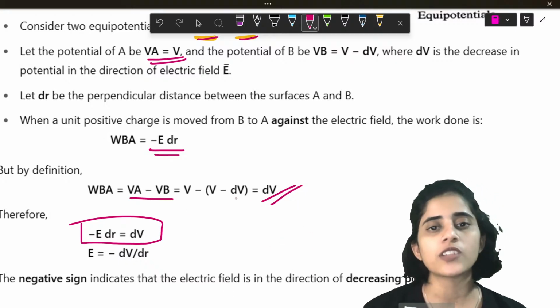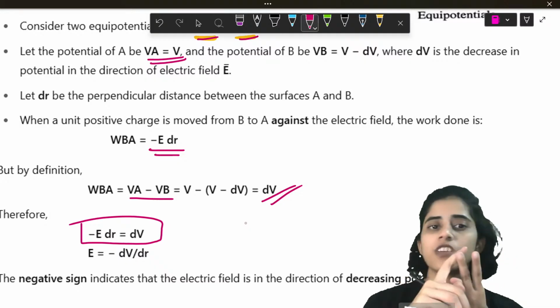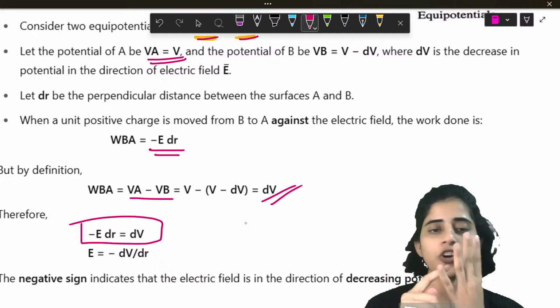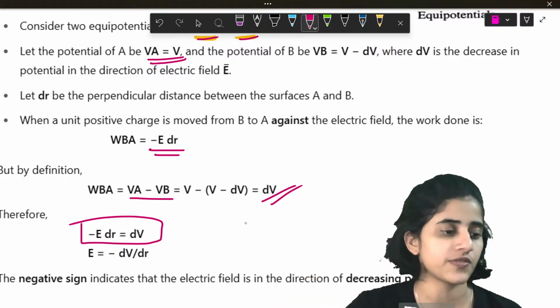So for 3 marks, what all steps do you write? You just have to write what is VA, what is VB, what is work done, two formulas, equate them, find out E. More than enough.